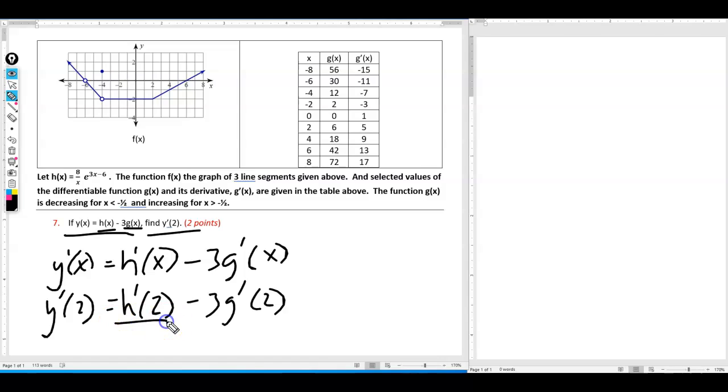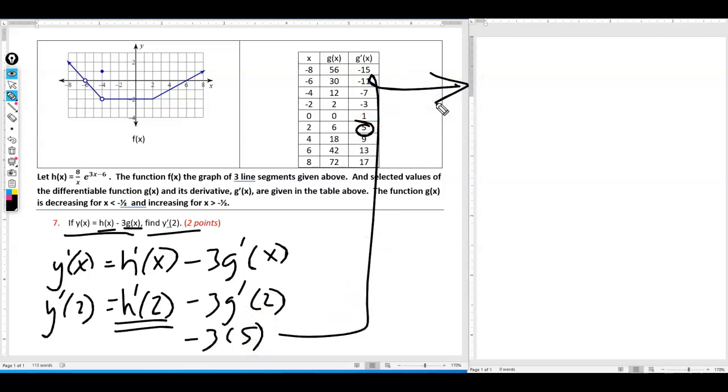Okay, now this one's going to cause some trouble for us. We'll do that one next. But let's start with the easy one: 3 times the g prime of 2. G prime of 2 is pretty easy. That's just 5. So we have y prime of 2 is equal to h prime of 2 minus 15.